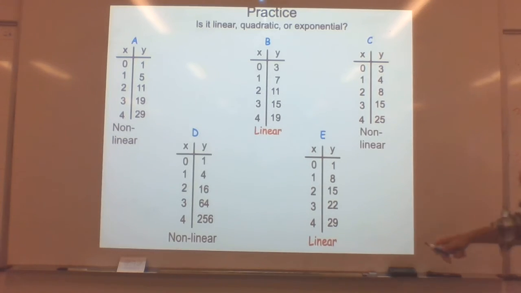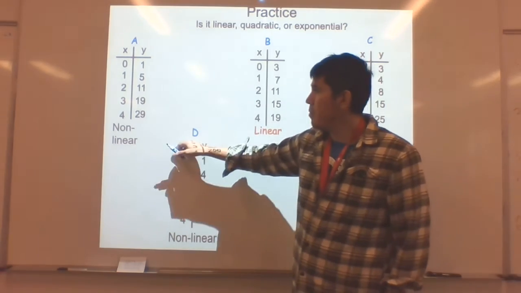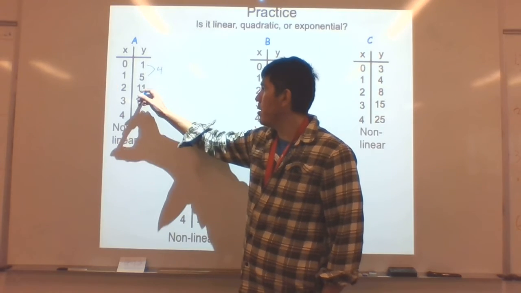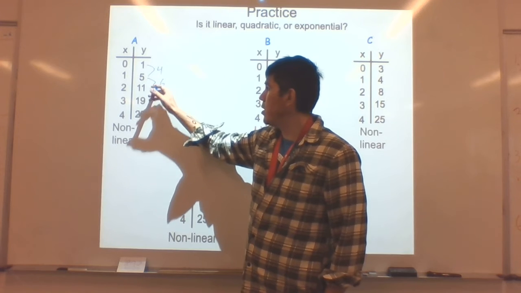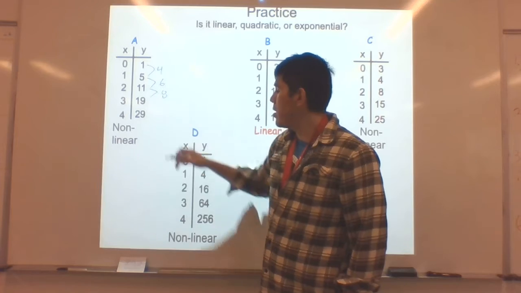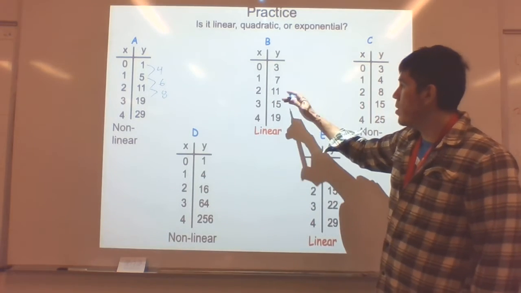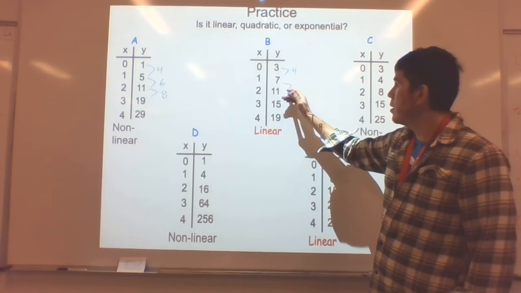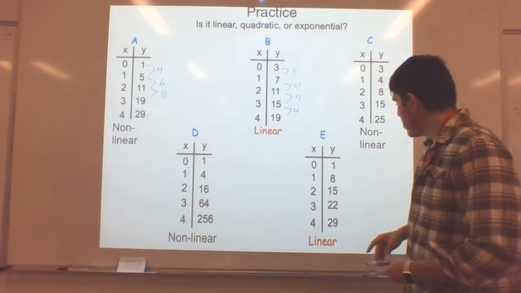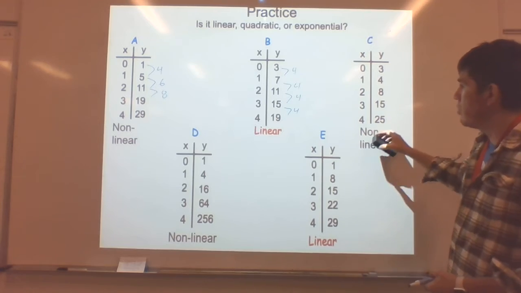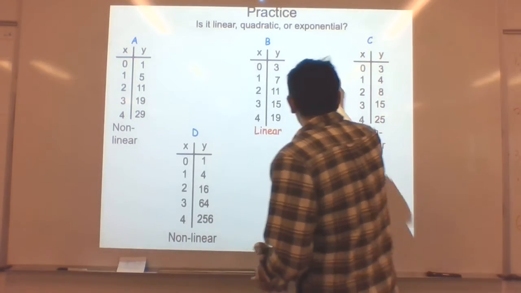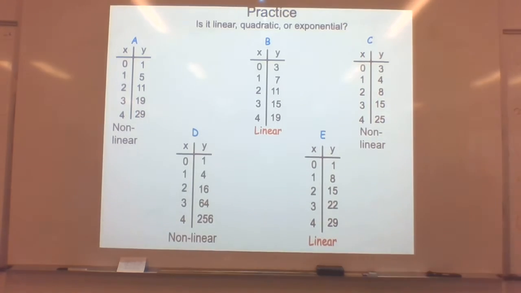Take some time to go over why this is nonlinear here. As x is going up by 1, we're going up by 4 here. We're going up by 6 here. We're going up by 8 here. So you can see that we have a non-constant rate of change. Over here, we're going up by 4, by 4, by 4, and by 4. So again, some takeaways. Feel free to practice these over here, C, D, and E, to understand why they are linear and why some are nonlinear.